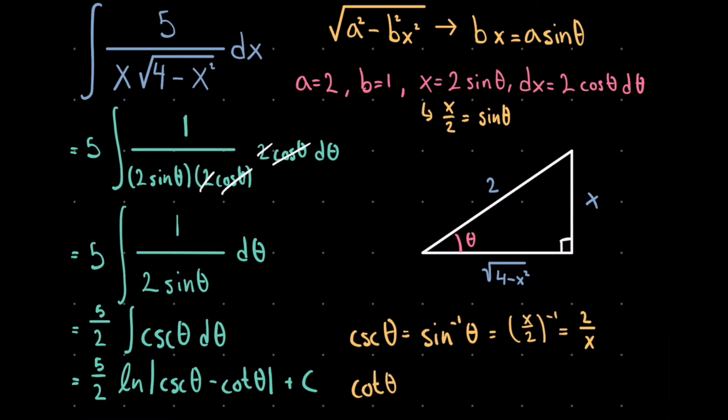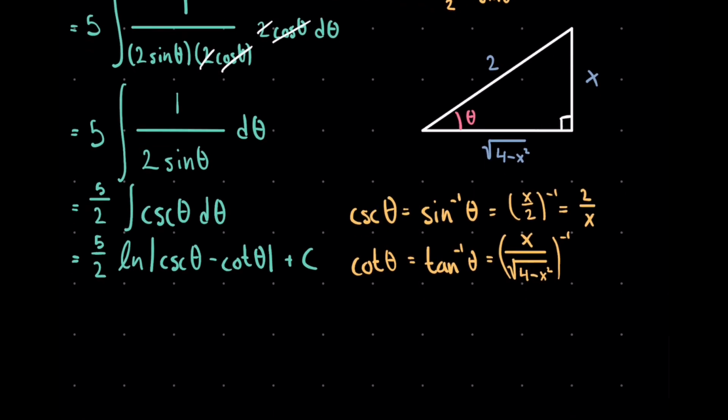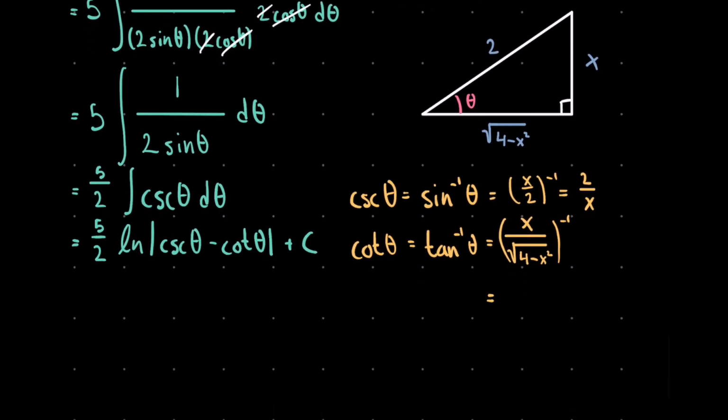We have that. Now let's find cotangent theta. Well, cotangent theta, that's just tangent theta to the power of negative 1. Tangent is equal to opposite over adjacent. So we're going to write that tangent theta is equal to x over the square root of 4 minus x squared, all to the power of negative 1. And this reciprocal is equal to the square root of 4 minus x squared all over x.